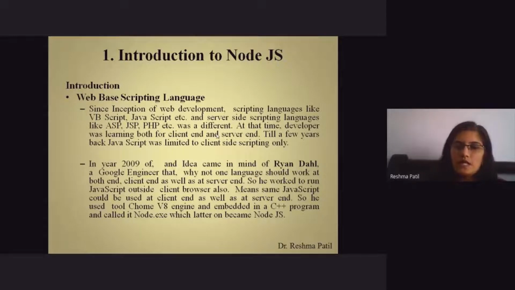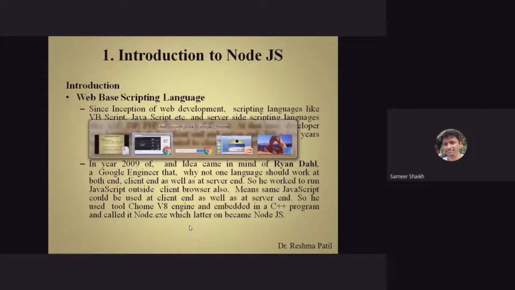Initially, there were different languages for client side and server side. So this idea came into his mind, why not create a single language which will work on client side as well as server side. So he worked on that and he used the tool Chrome V8 engine and embedded a C++ program into this engine and created a new version that is called Node.exe, which later became Node.js. Clear about this? Yes, ma'am.